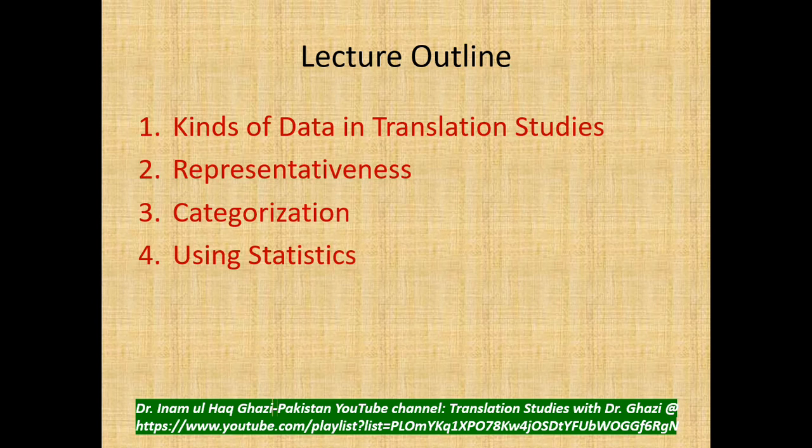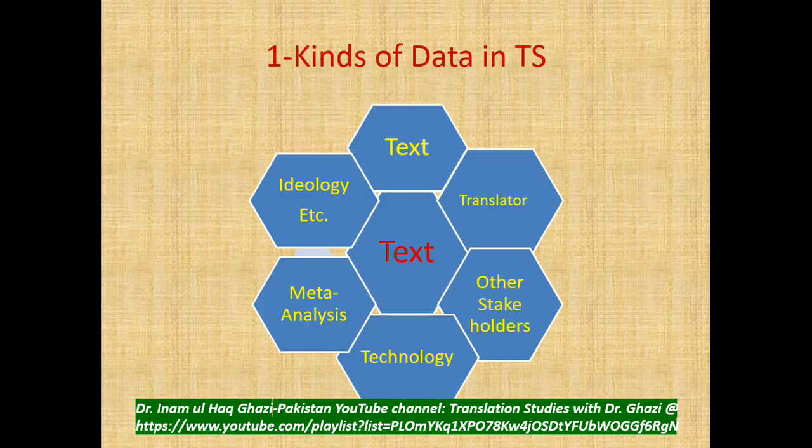I would like to request you to recall what you have studied in the theme where we discussed the 12 major areas of translation studies research, because that will also help us in understanding the kinds of data in translation studies. So I think this image can also give some good understanding. In the middle you see the text. So primarily the text is the main data in translation studies.